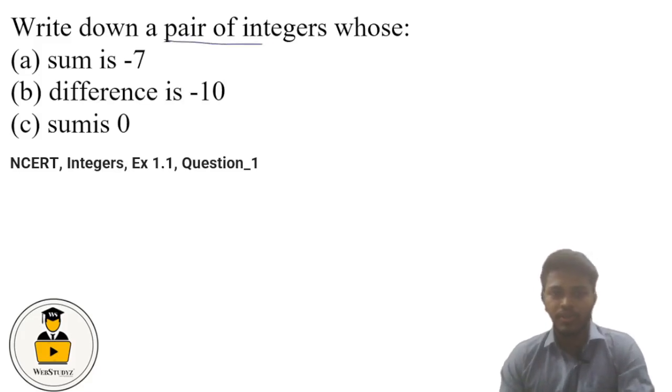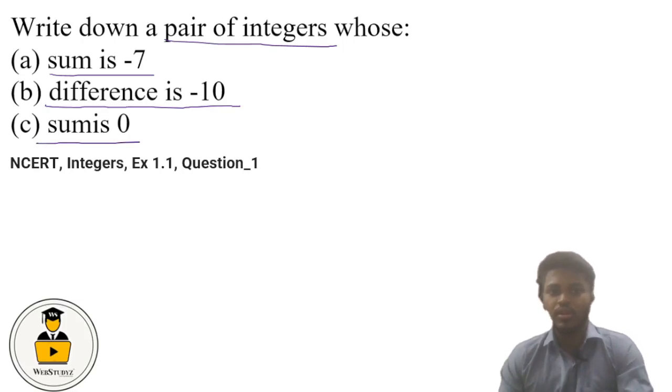Write down a pair of integers whose a. sum is minus 7, b. difference is minus 10, and c. sum is 0. So in this question we have to find a pair of integers for which the sum of the integers will give us minus 7, the difference will give us minus 10, and the sum will give us 0.